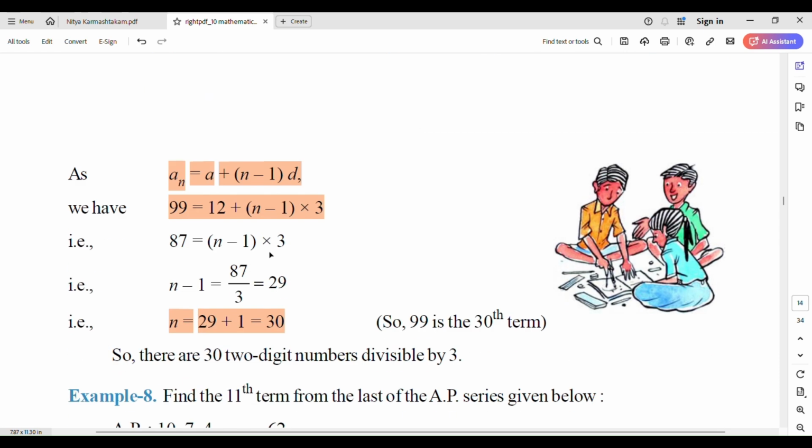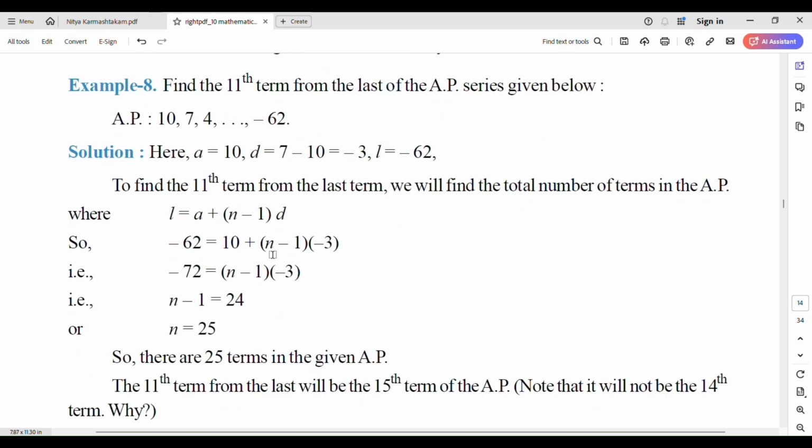Okay, next. More examples, more different kinds of problems we want to see here. Find the 11th term from the last of the AP series given below. The 11th term from the last of the AP we need to find out. So the series given is 10, 7, 4, and so on, up to minus 62. The last A of n is minus 62. So here A equal to 10, D equal to 7 minus 10, which is minus 3.